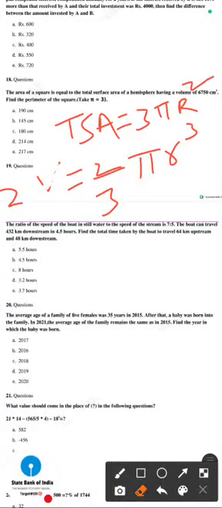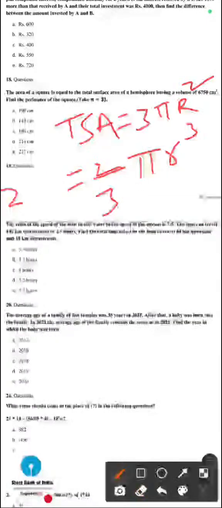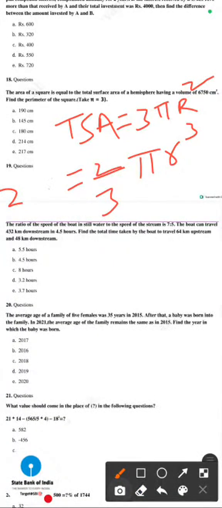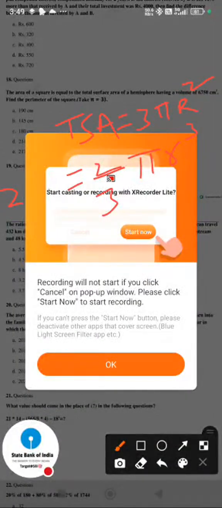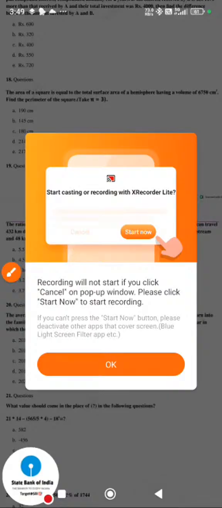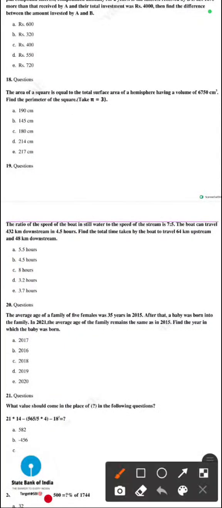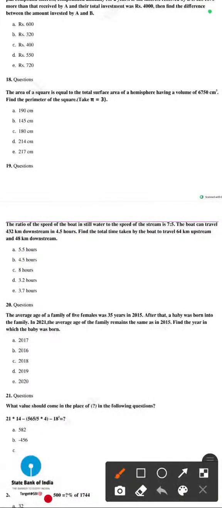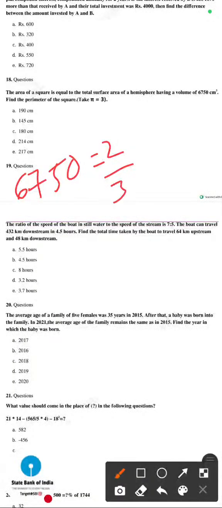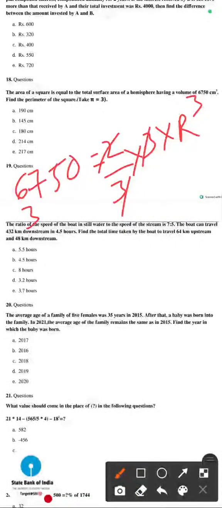6750 is nothing but 2/3 of πr³. So the 3 and 3 cancel, 2 times... and 3 times 75 times. So 3375 equals r cube. The r value will be 15.